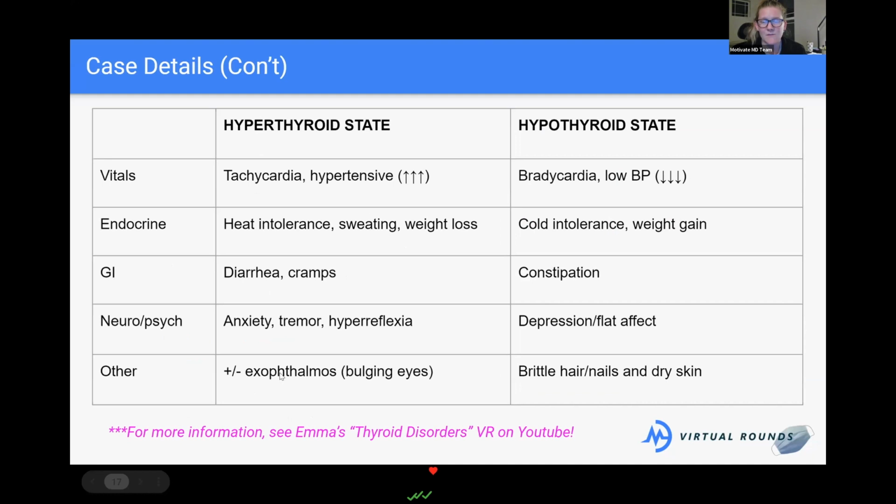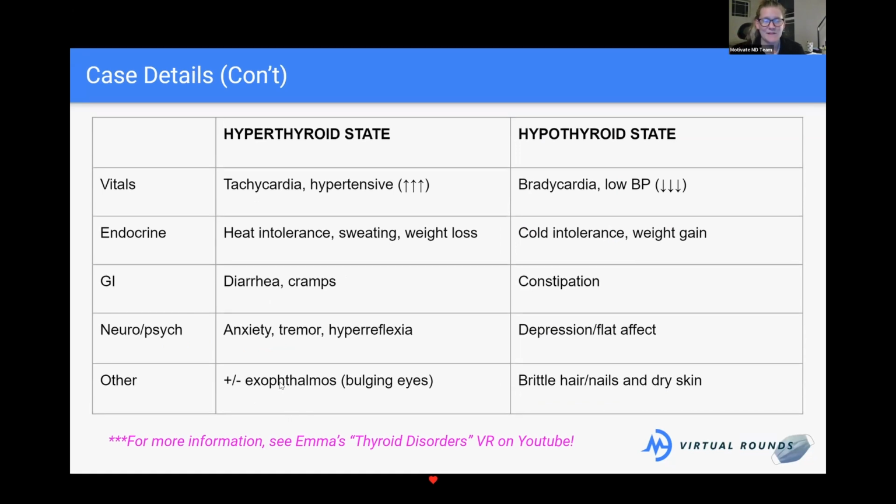As I said earlier, I was just going to try to review super quick some of the hyperthyroid and the hypothyroid symptoms. If you're overwhelmed with information, then this is not really part of the talk. I just wanted to, for completeness' sake, at least address it. And if you're interested in thyroid disorders, Emma has a great virtual rounds on YouTube that I think was back maybe in March of last year. And she'll go through these different states as well as the causes for them in a lot more detail. So, quick plug for her.